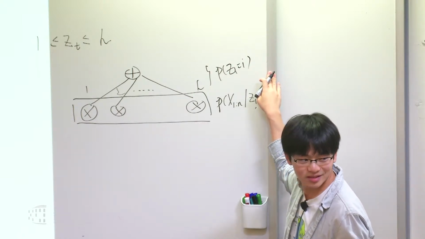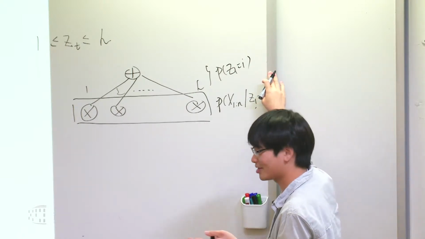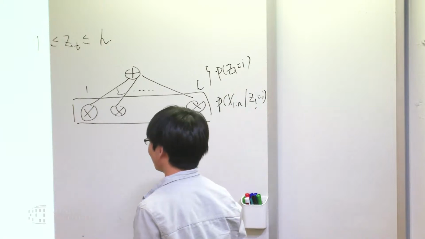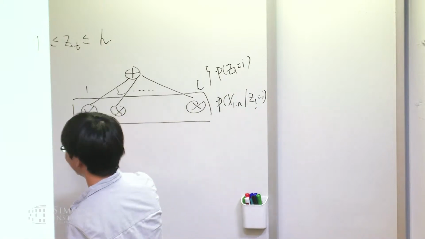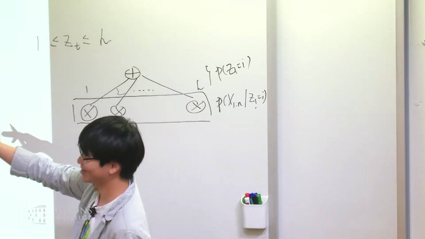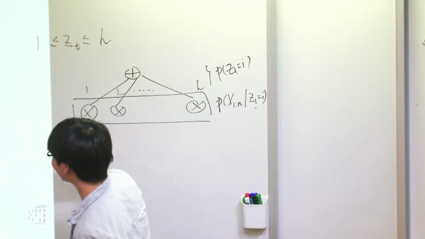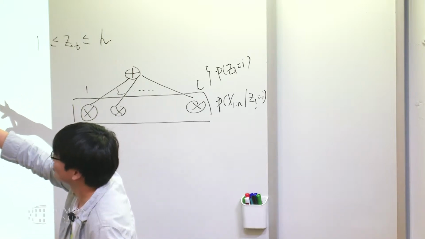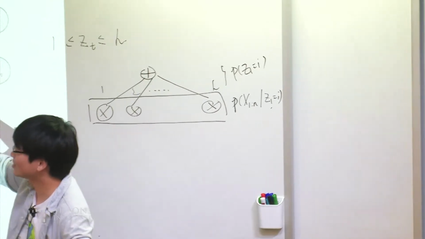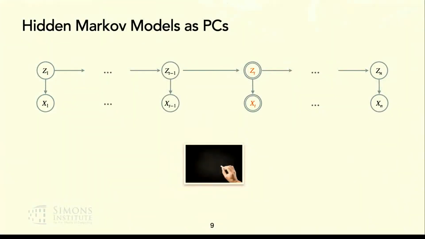Make sense? I see nodding, I see confused faces, but I'll move on. It will be clear later. By the Markov property, given z1, this part with x1 and the remaining part will be independent. So let's deal with x1 first.